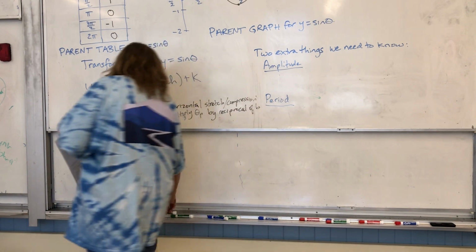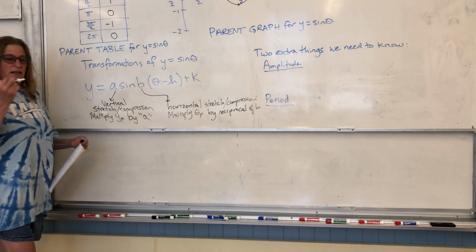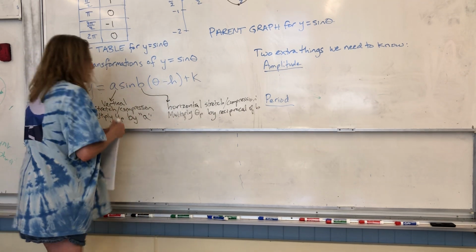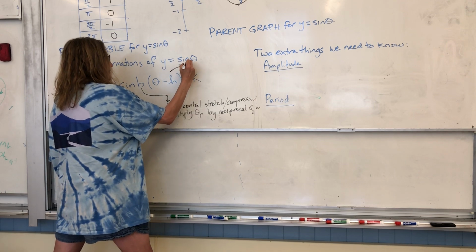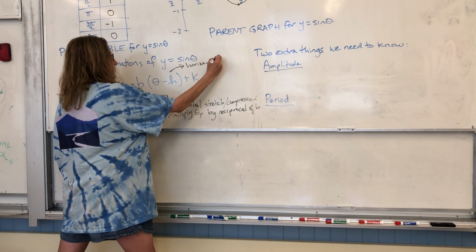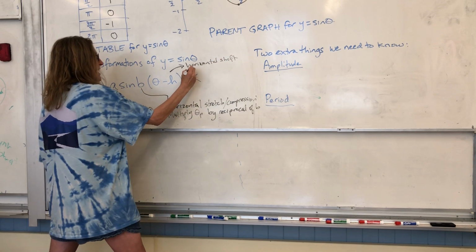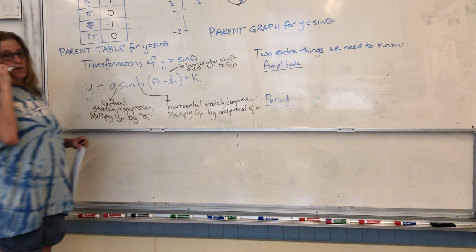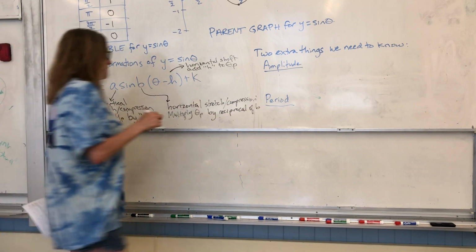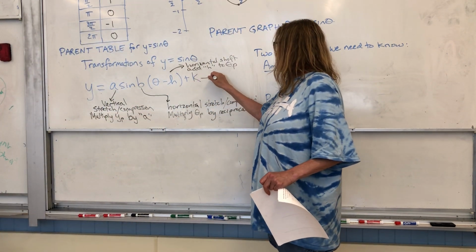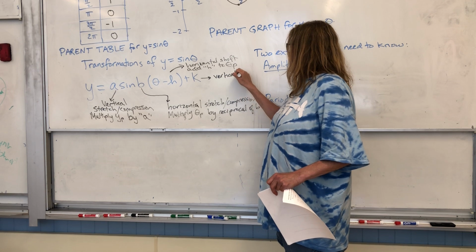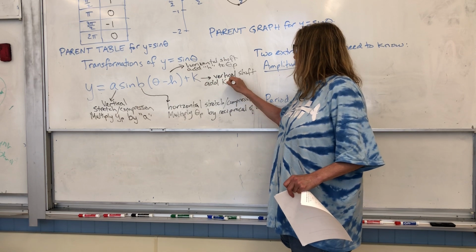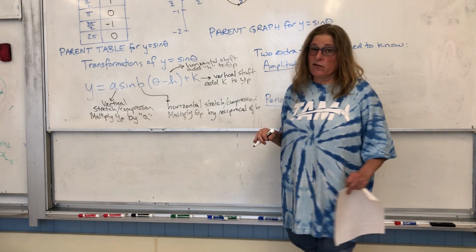Notice, guys, the h is also inside the function with the theta. So h is horizontal shift. And what I'm going to do here is add h to the theta parent, each value in the theta parent table. And then last but not least, k is vertical shift. And what I'm going to do there is add k to the y parent values. So I've got 4 different things going on here.